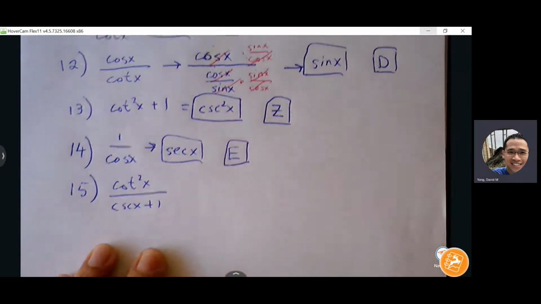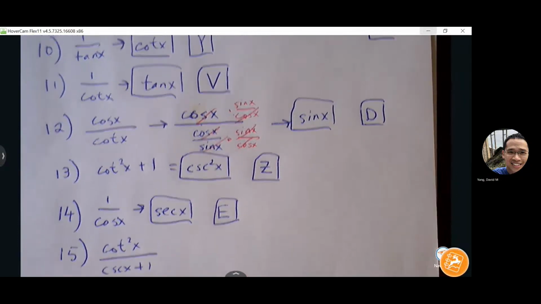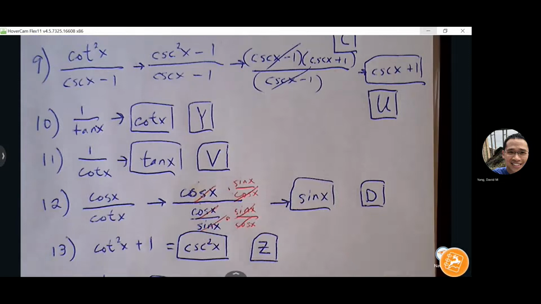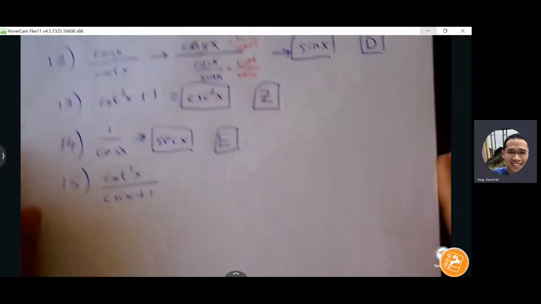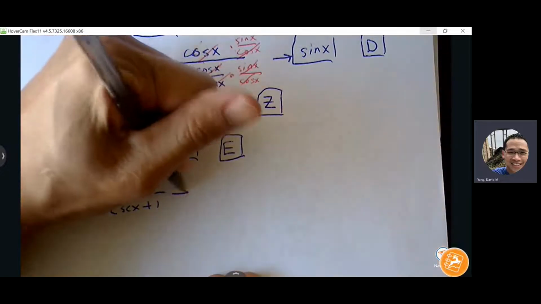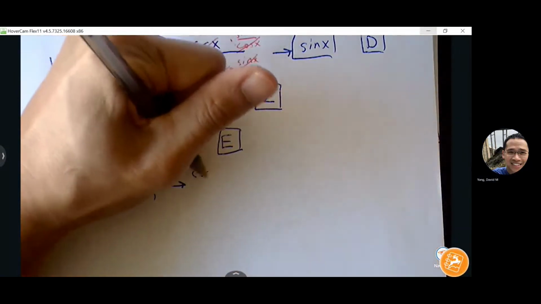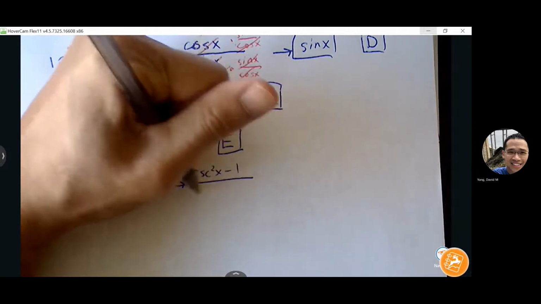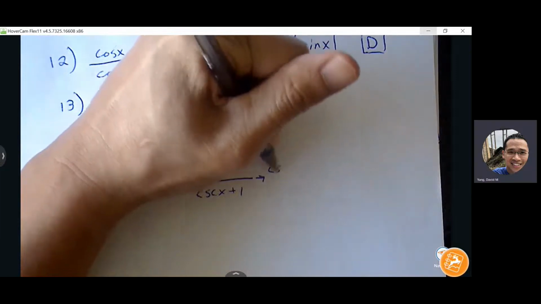Right. 15 is very similar to what? 7 and 9. Yeah. So basically identical to 9, right? You're just canceling out something different, but with the same steps. Get that numerator to use an identity to replace that cotangent squared with something equivalent to it. Factor.